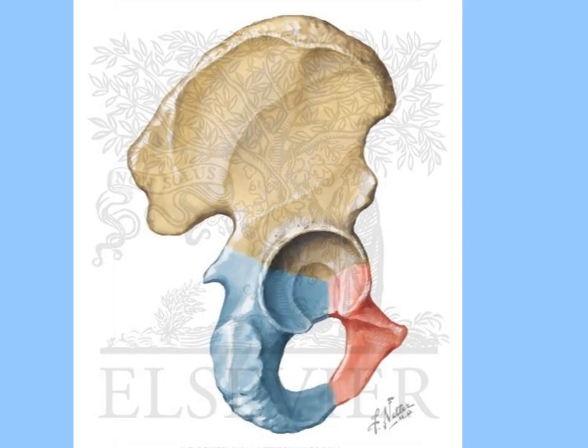Here we see another picture of the innominate demonstrating its three components. Superiorly we have the ilium, posteriorly we have the ischium, anteriorly we have the pubis. This picture nicely shows how the acetabulum is made up of those three bones.